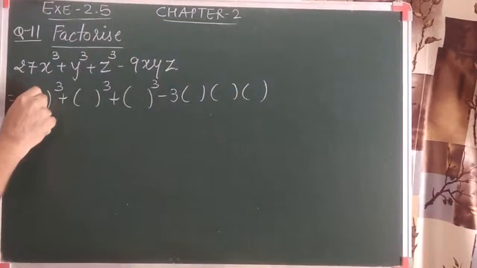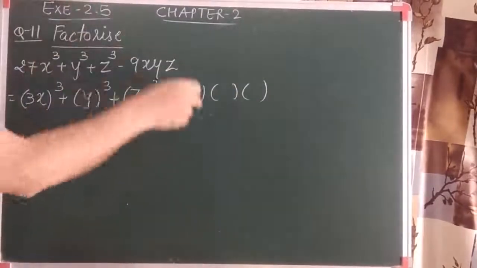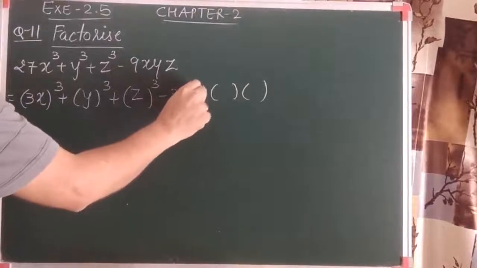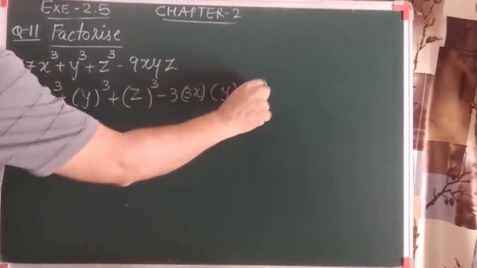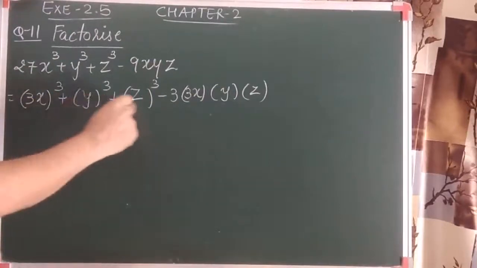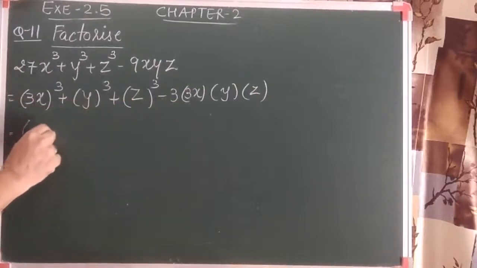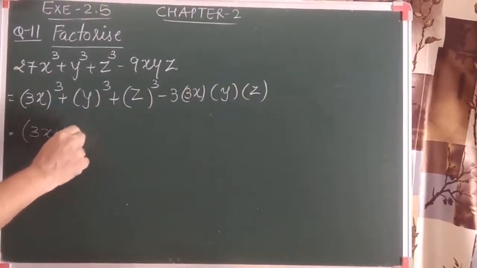It is a cube of 3x, a cube of y, a cube of z. In the first bracket it should be 3x, the second term and the third term. You can see 3 3s are 9xyz. So we have written it into the standard form. Now we discuss how the formula should be written. All the three terms, that is 3x plus y plus z.